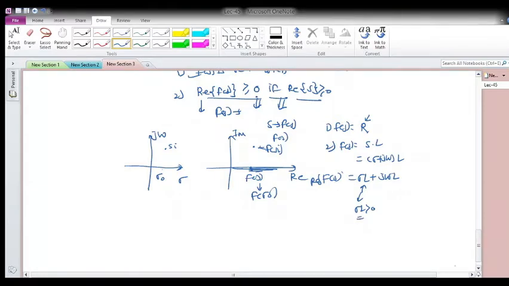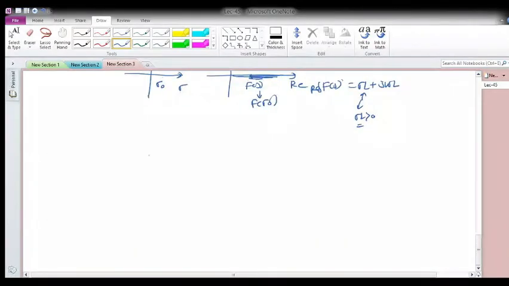Third situation: if my F(s) is K by S, a capacitance, and assume that K is real and positive. Is this PR? Yes, this is also PR, because when S is real, F(s) is also real. How? Let me write.